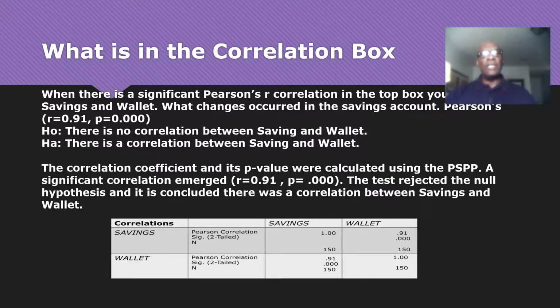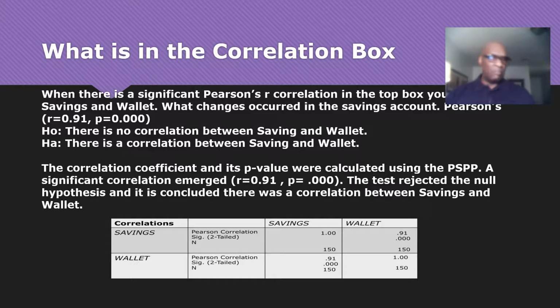What is in the correlation box? When there is a significant Pearson's R correlation in the top box, you see savings and wallet. What changes occur in the savings account? Pearson's R equals 0.91 and p value equals 0.00.